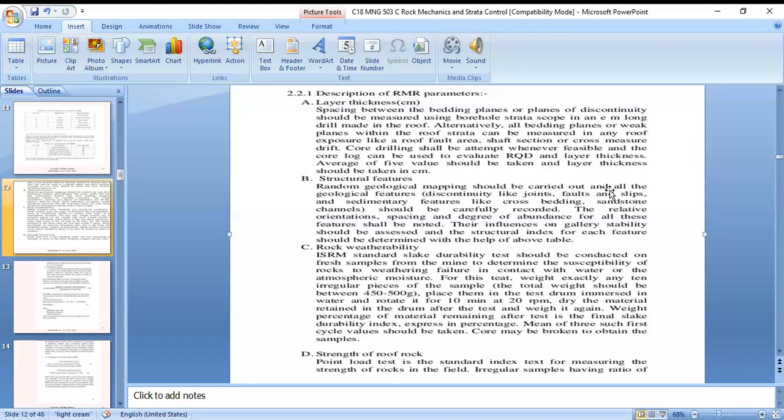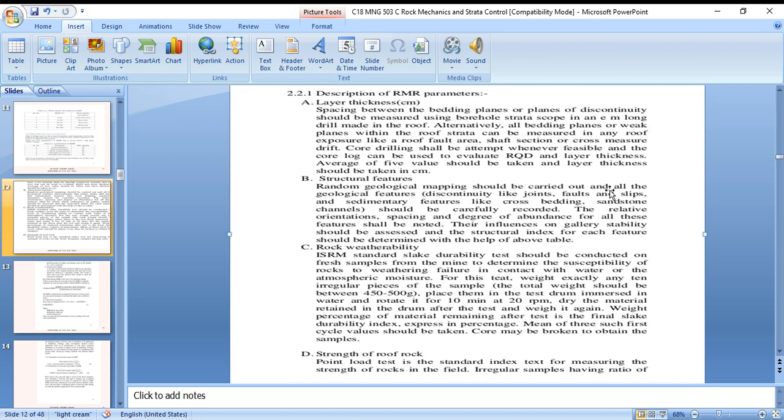Description of the RMR parameter: the layer thickness, the spacing between the bedding planes or planes of discontinuity, should be measured using borehole strata scopes along drilling made in the roof. Alternatively, all the bedding planes and weak planes within the roof strata can be measured in any roof exposure, like a roof fault area, shaft section or cross measure drift.